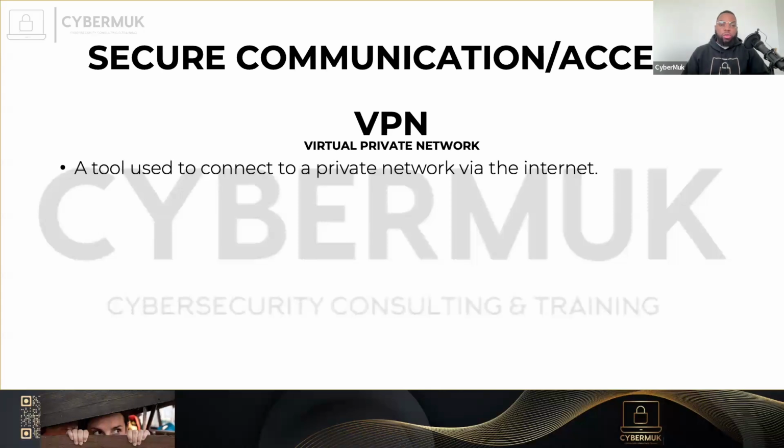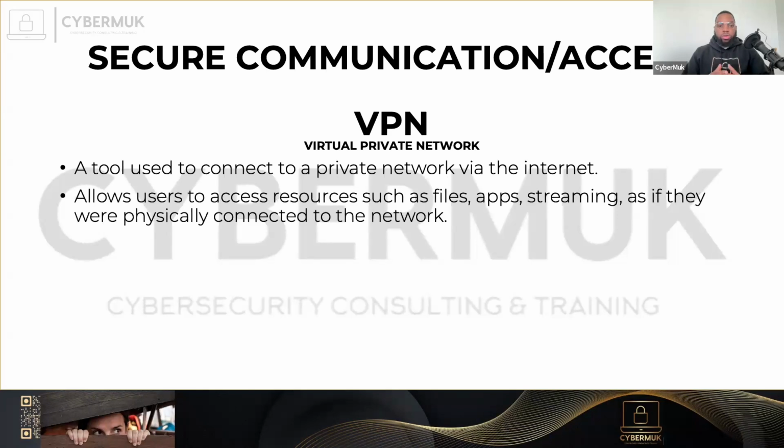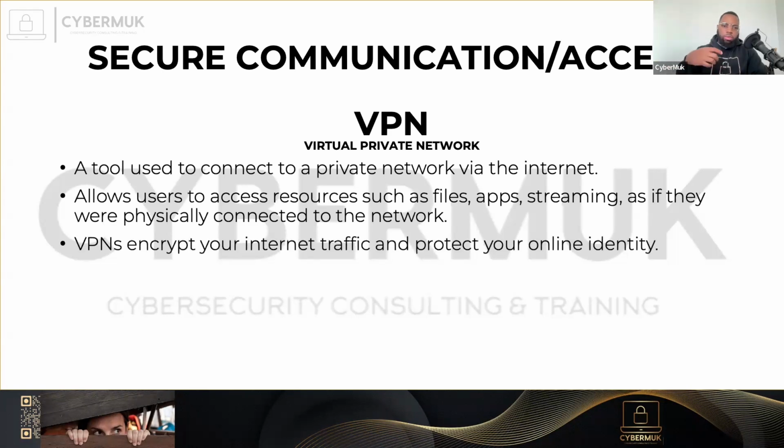A VPN is a tool used to connect to a private network via the internet. When you want to connect to work, for example, or when you want to watch a video in a remote location, you're connecting to a private network via a public network, which is the internet. So VPNs allow users to access resources like files, applications, streaming as if they were physically connected to the network. So it's like you're internally connected, but you're connecting from a remote location and you're changing your IP address to the location which you're connecting to.